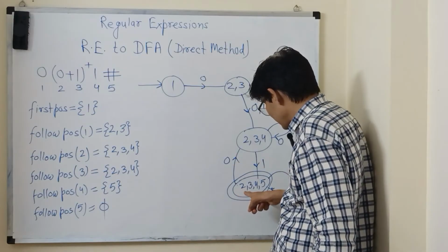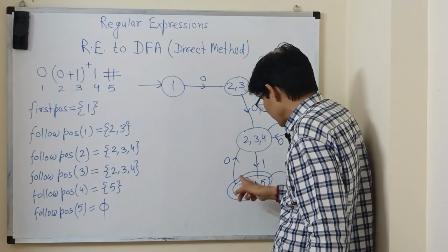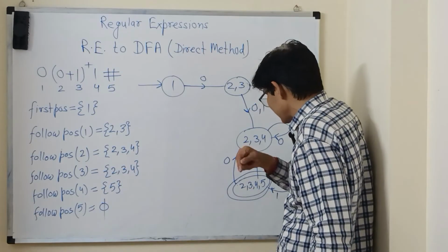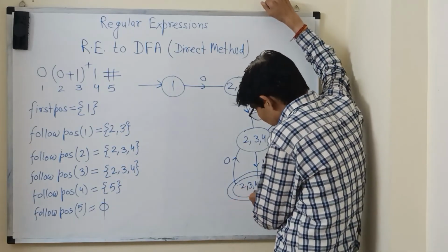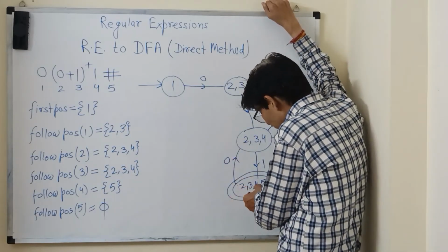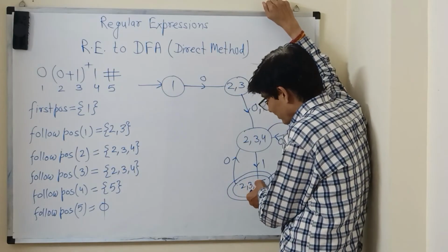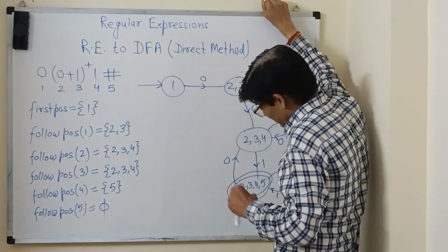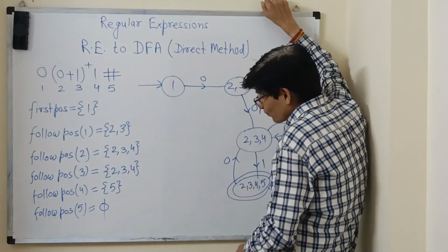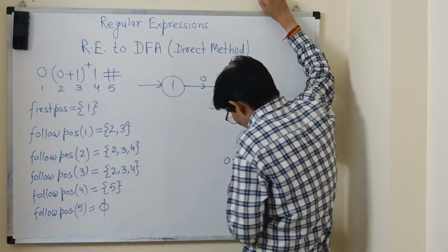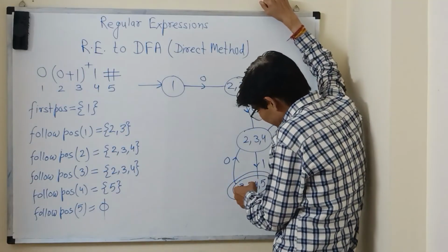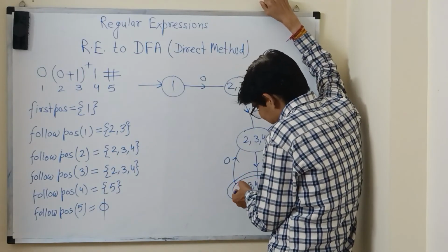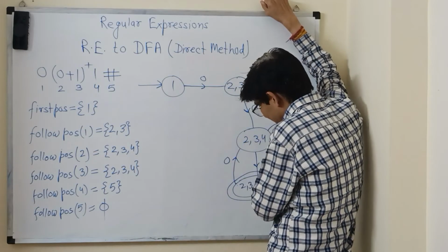Now this is the new state, so we will see the transition of 0 and 1 from this state. To see the transition of 0 from this state, again we need to see how many numbers we have assigned to 0. So only 2 we have assigned to 0 in the regular expression. So follow of 2 is 2, 3, 4, which we have already created. So on 0 transition from this state, we will go back to 2, 3, 4 again.